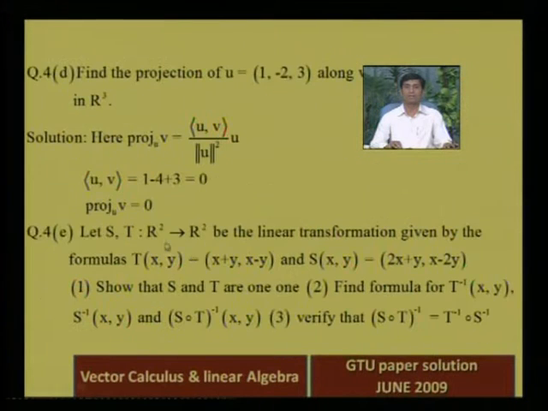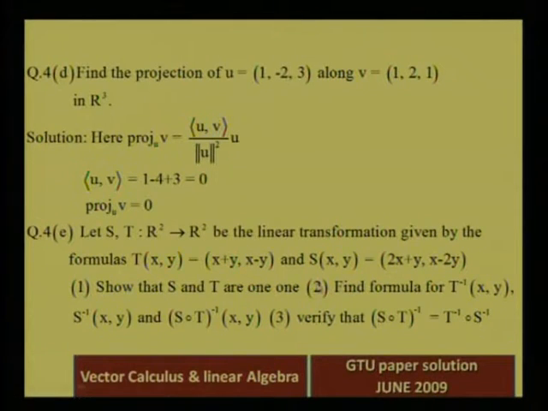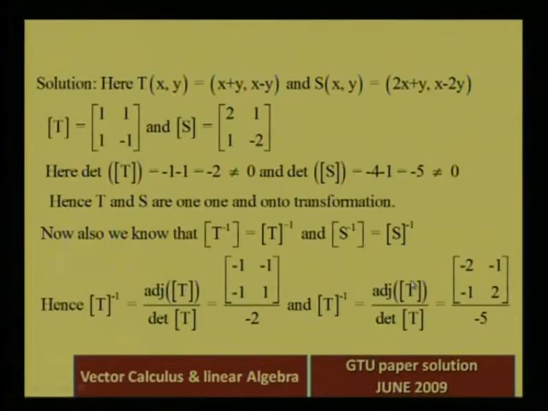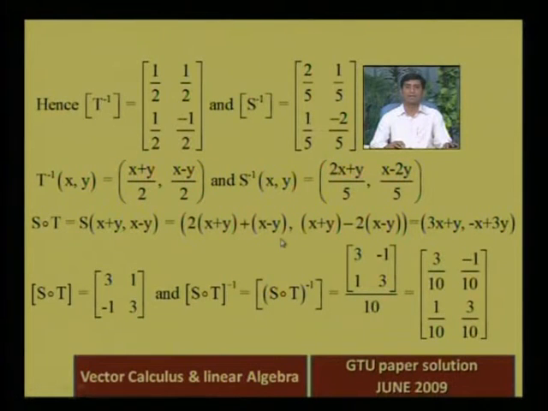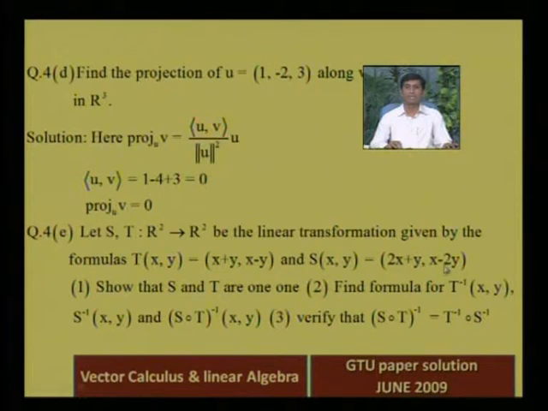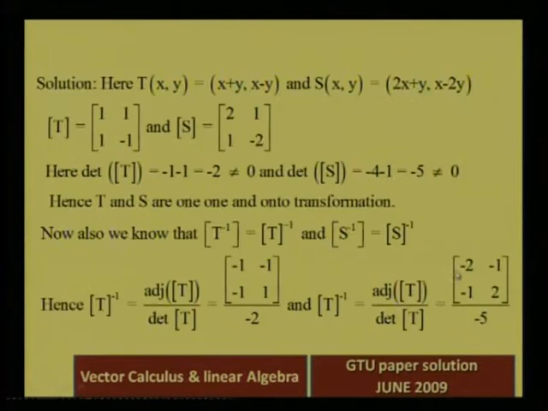What is our S of xy? S of xy is 2x plus y, x minus 2y. So basically we have to understand that it is 2 into the first coordinate plus the second coordinate, and then the first coordinate minus 2 into the second coordinate. So 2 into the first coordinate, that is x plus y, plus the second coordinate, that is x minus y, and then x minus 2y, that is the first coordinate minus 2 into the second coordinate.